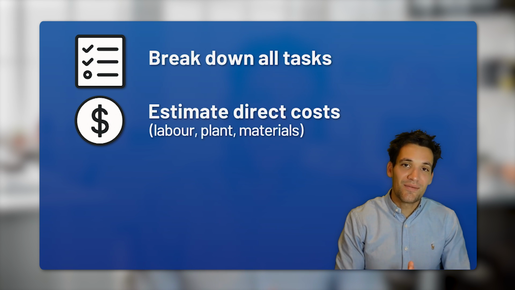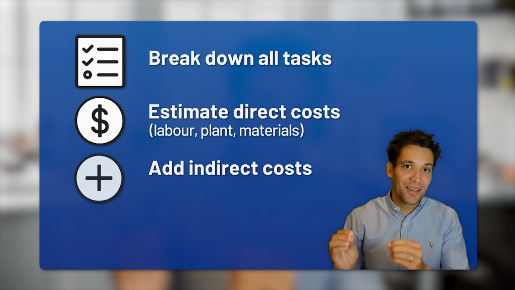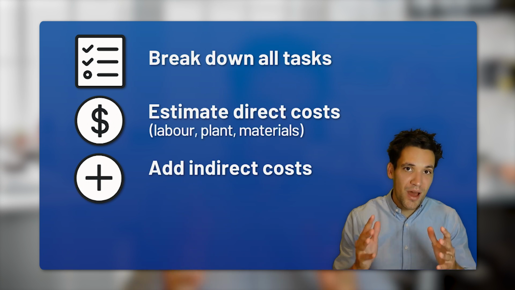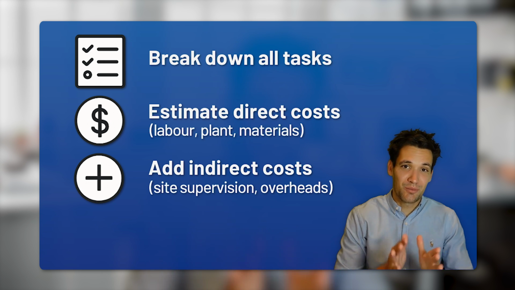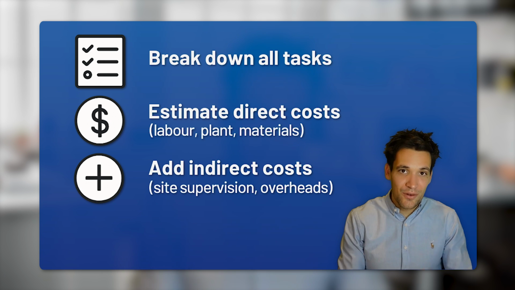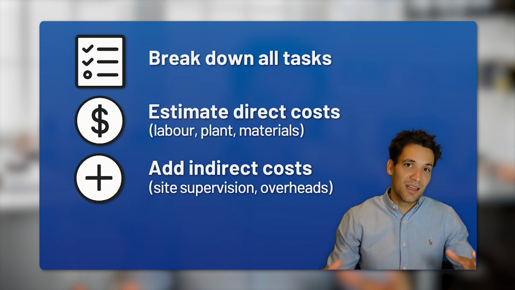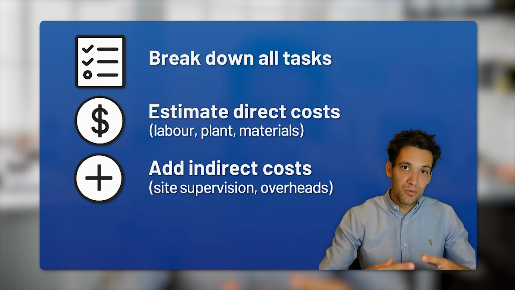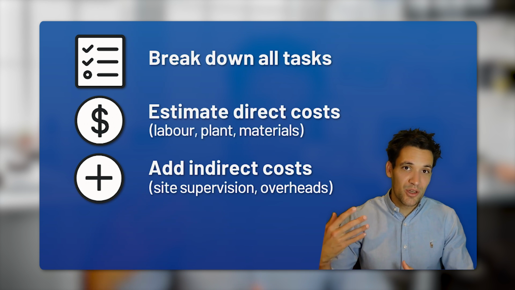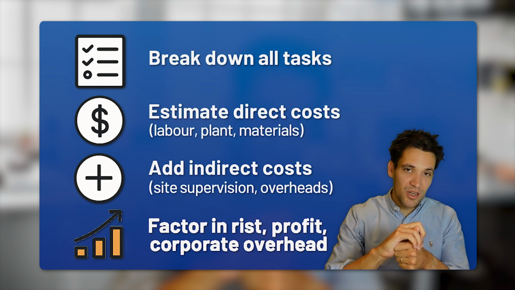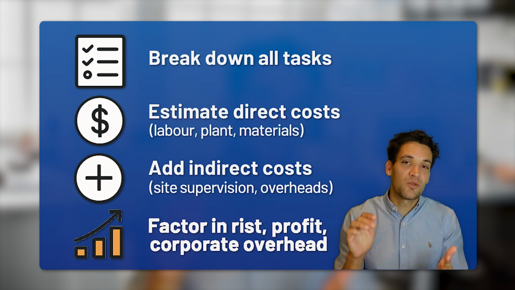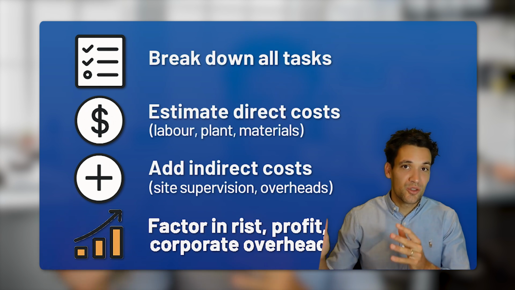And sum all these together, and then you also need to calculate your indirect costs, so the cost of managing and facilitating the works, things like project management salaries, site facilities, security guards, these sorts of costs. Then you sum these together, your direct and indirect, and you get your total project costs. On top of that, you need to apply your markups, so your risk and opportunity, your corporate overheads, and your profit margin, which gives you your sell price.